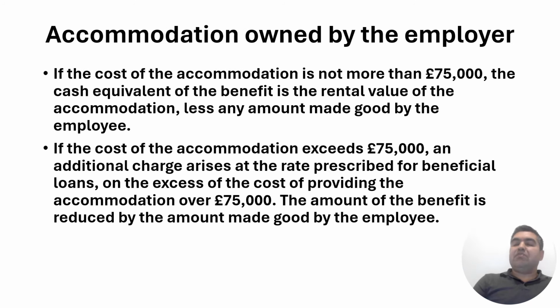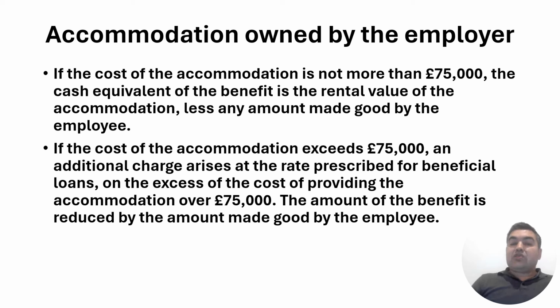Accommodation owned by the employer. So what will happen if the employer owns the accommodation? If the cost of accommodation is not more than 75,000, the cash equivalent. Now obviously previously the employer rented from a third party, so the only thing was that the employer paid the rent to the third party, and then there was the annual value. So choose the higher one. In this case, when the employer owns the property, there will be two elements. Number one is the employer ownership. The other is the annual value. So this can make things slightly complicated. However, not difficult at all.